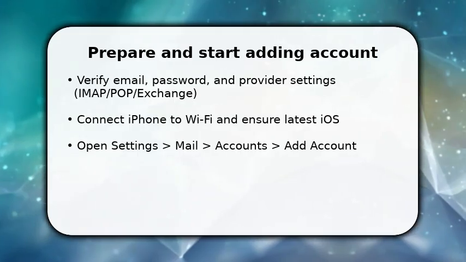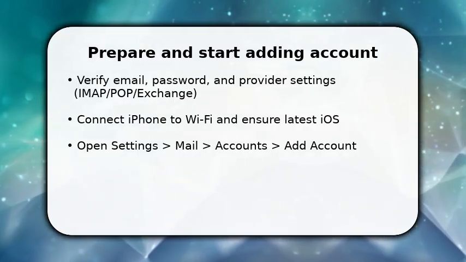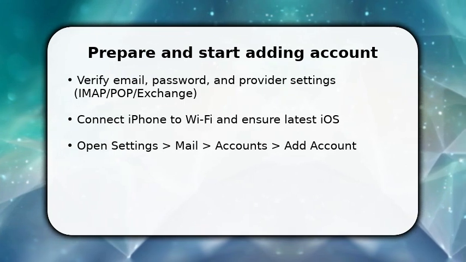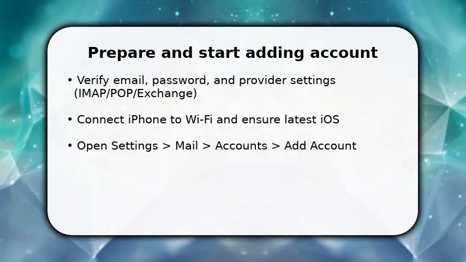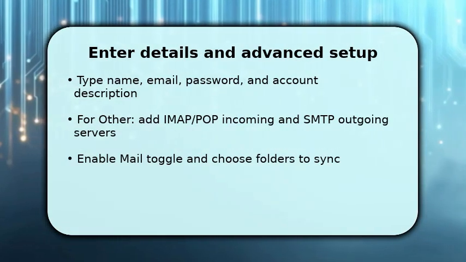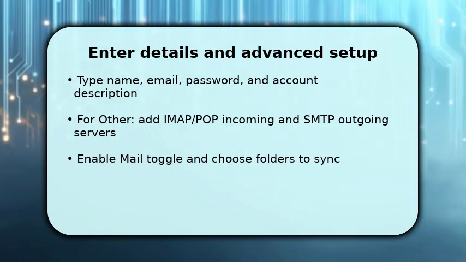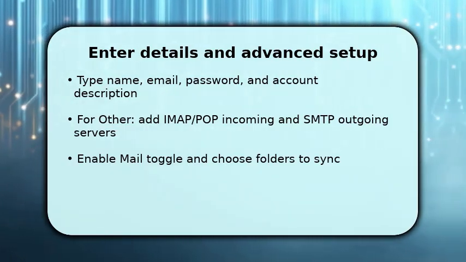Select your provider if listed, otherwise tap Other. This first actionable step creates a secure channel where Mail can fetch messages, folders, and sync settings automatically. Next, you'll enter account information: your display name, full email address, and password, plus a description so you can identify the account. If the provider appears, Mail usually configures servers for you.